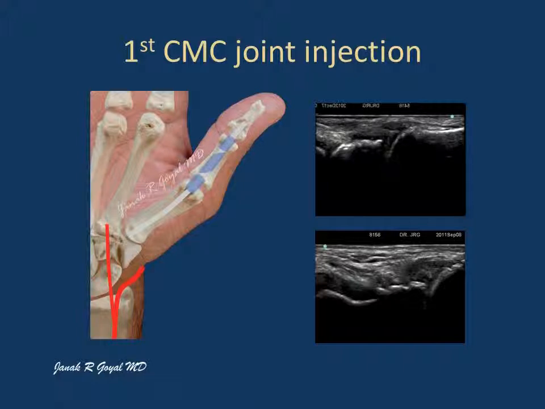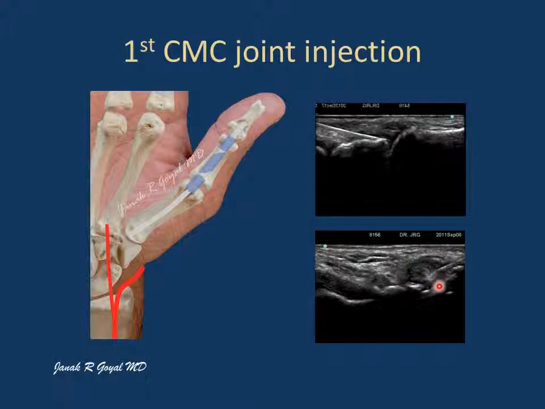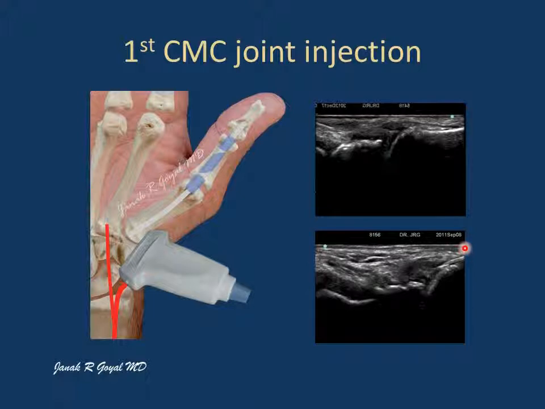For the injection of the first CMC joint, I use an in-plane technique. I either approach the joint from proximal to distal. Here is your needle being directed from proximal to distal, and here is your first CMC joint being injected from a proximal to distal approach, or I use a distal to proximal approach. Here is the needle coming from distal to proximal. Here is the first CMC joint and the injection being done from a distal to proximal approach.